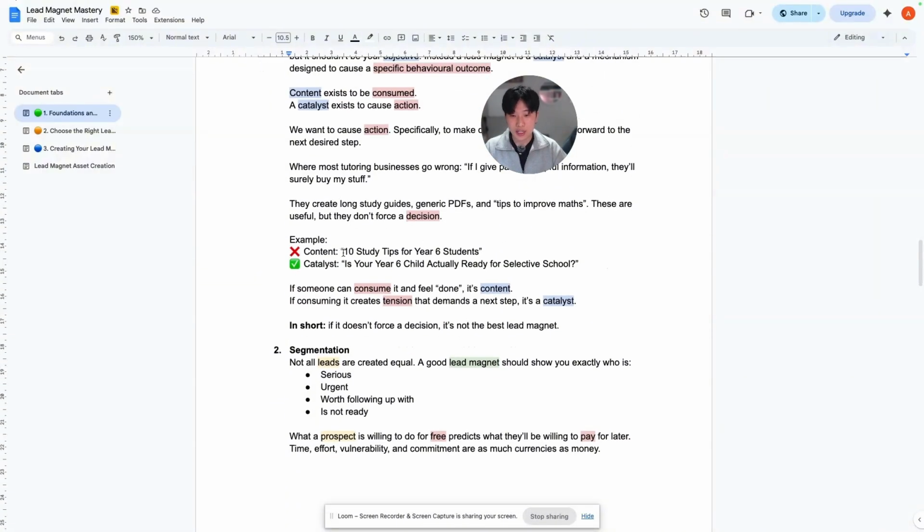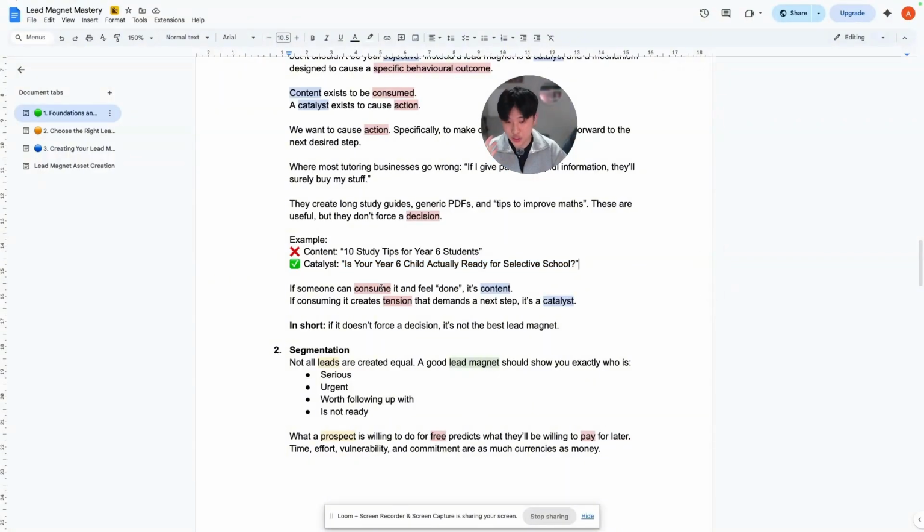As an example, content would be 10 study tips for Year 6 students, things you might see in a YouTube video. A catalyst would be, is your Year 6 child actually ready for selective school? The first one might be an ebook with 10 study tips, and the second one might be a diagnostic test. What do you think will do better? The second one will always win.